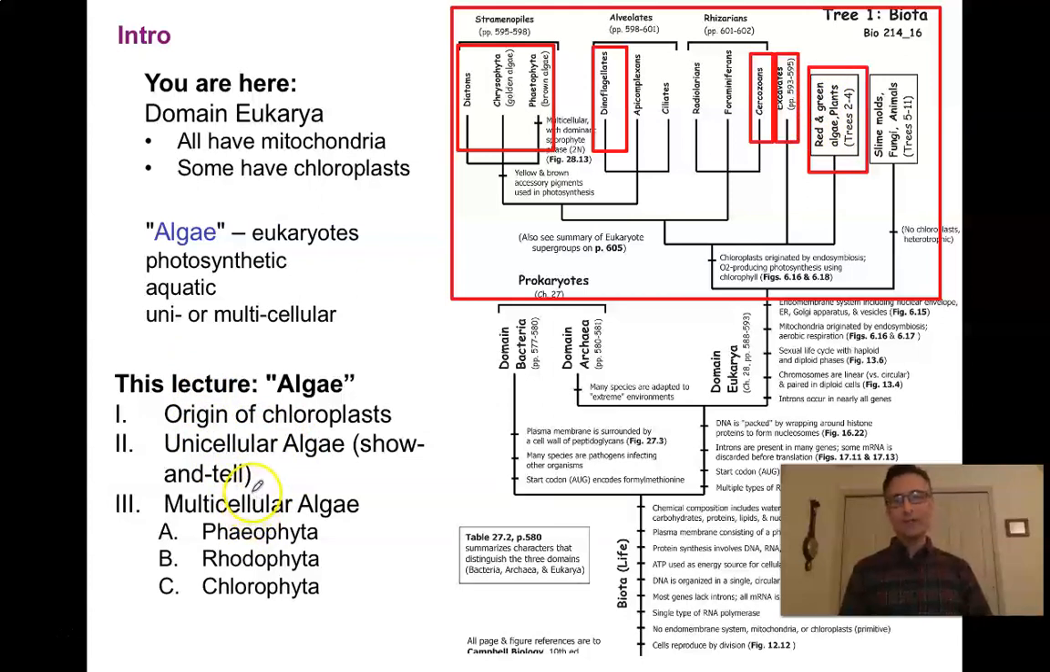There are three major phyla of multicelled algae. The Phaeophyta, which is this group right here, the brown algae. You can see that they're somewhat distantly related to our other two groups, which are going to be the red algae, which are the rhodophytes, and the green algae, which are the chlorophytes. And as we'll see, it's the green algae that probably gave rise to our modern land plants, what we consider to be our plant kingdom.